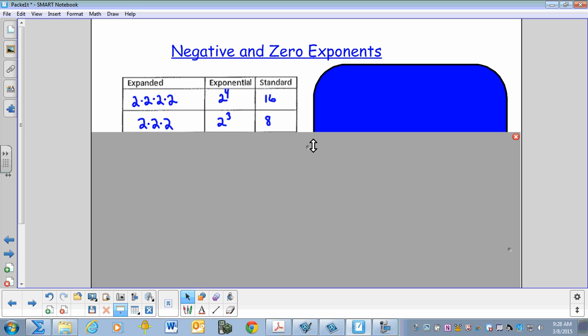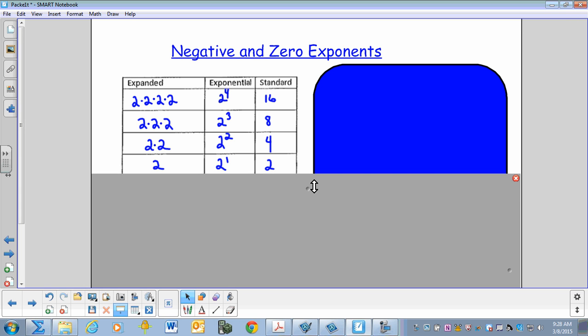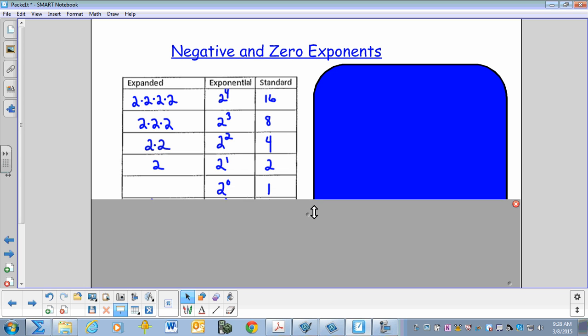2 times 2 times 2 is 2 to the third, which is 8. 2 times 2 is 2 squared, which is 4. 2, written exponentially, would be 2 to the 1, and our standard form is 2. 2 to the 0 has no expanded form, and the standard form is the number 1.